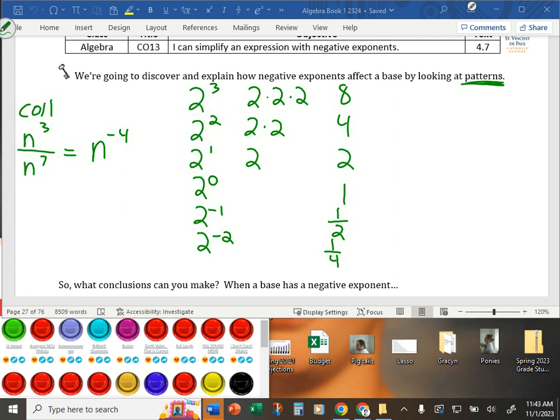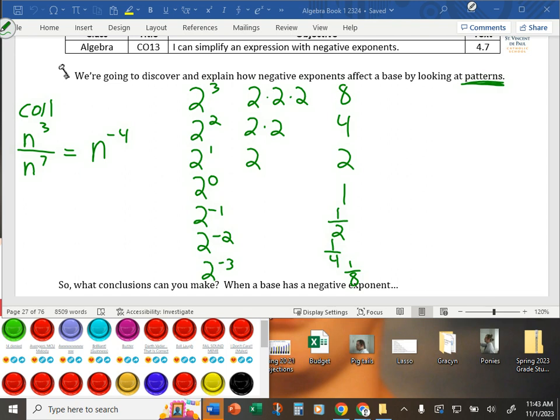And then finally, if I do it one more time, coming full circle here, I started with 2 to the +3rd. I'm ending with 2 to the -3rd. What's half of a fourth? 1/8. I'll stick it over here. Okay?